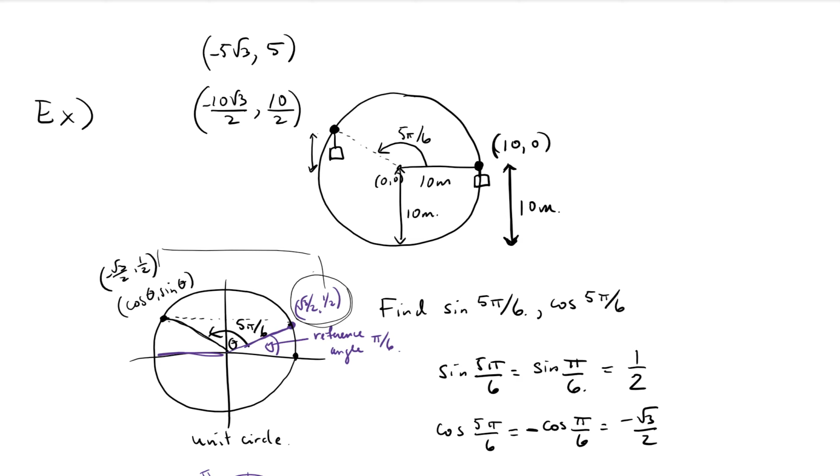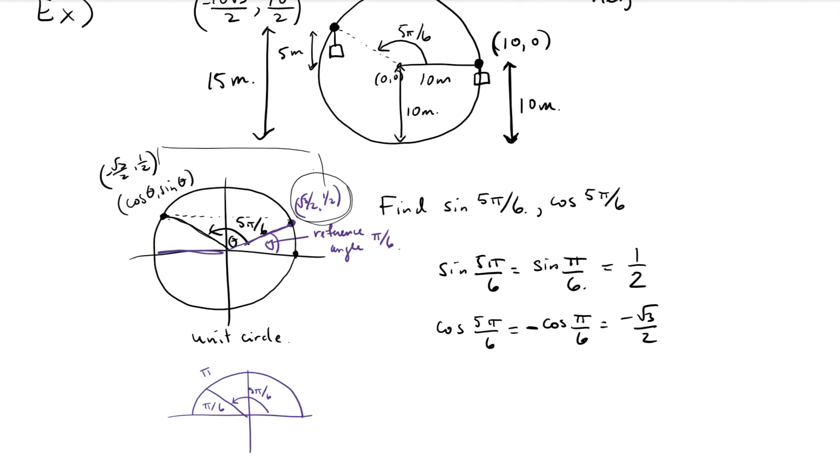So 5 is actually this part here. This is 5 meters. So the total height, right? The height after turning by 5 pi over 6 would be 5 plus 10. You would be 15 meters high. So that would be your final height, 15 meters. So that was just an excuse for showing you how useful it is to find the sine and cosine for points on the unit circle. You can translate that to a problem involving a larger circle if necessary.